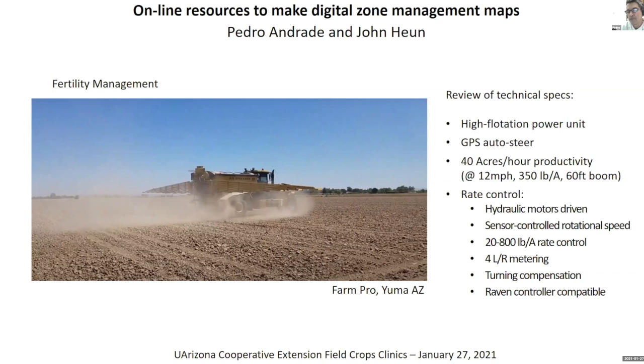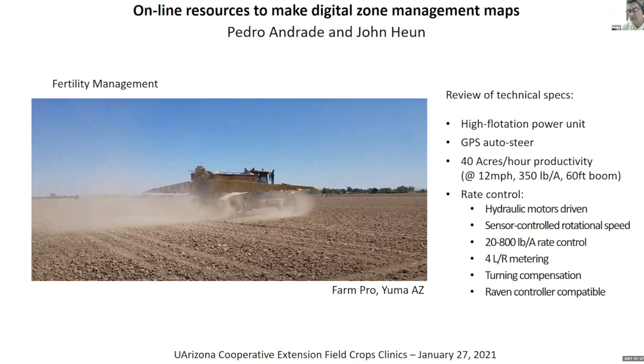Productivity is really high. You can see 40 acres an hour for the conditions that are written there. It has a very large material handling capacity. In terms of rate control, the rate controls are based on hydraulic motors. They are the drivers, and they're sensor controlled. That's the reason why they can change rate from 20 to 800 almost instantaneously, because it's based on changes in motor speed, and those happen instantaneously.